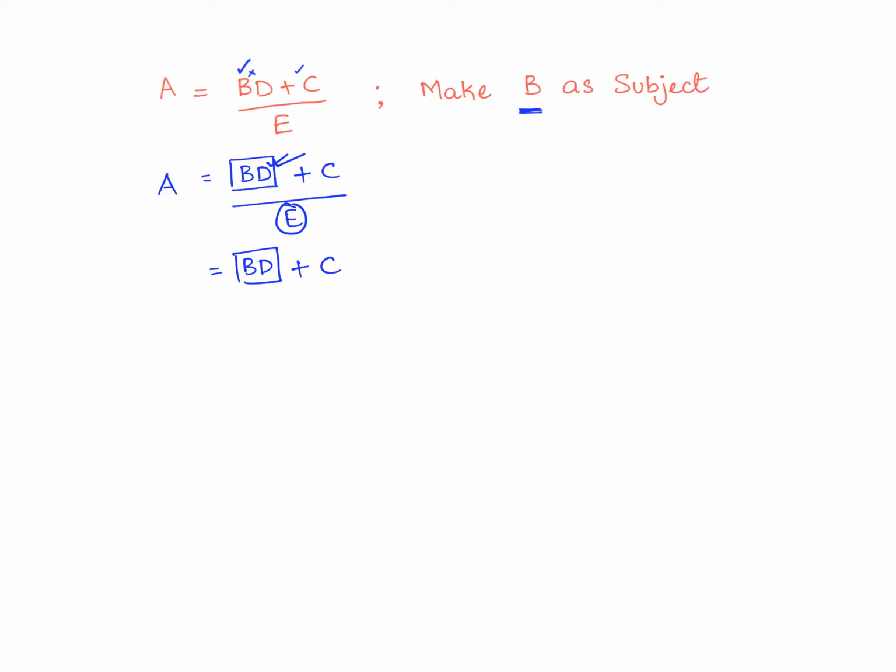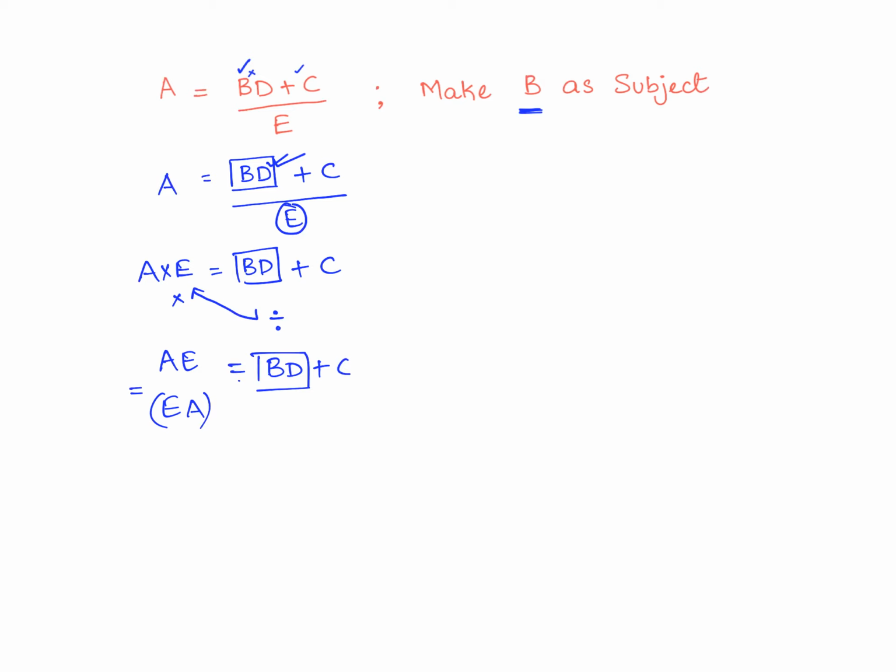Then plus c, e has to be sent to the other side. Here the e is dividing, whereas there it should multiply. So a into e, simply written as a e, or it can also be written as e a. Both are the same. Remember, a b equals b a, we have learnt in multiplication class, right? So it is a e equals b d plus c.